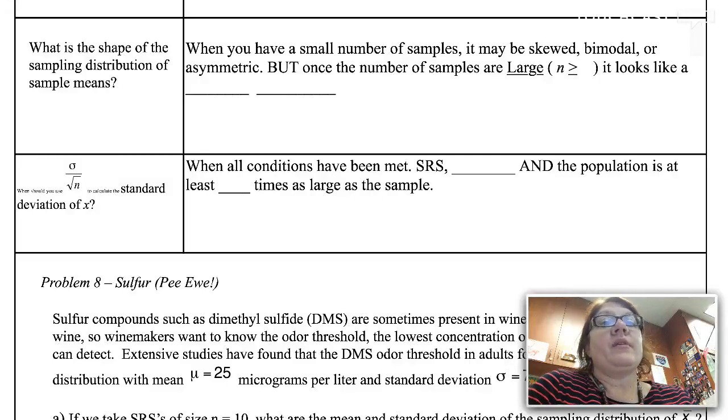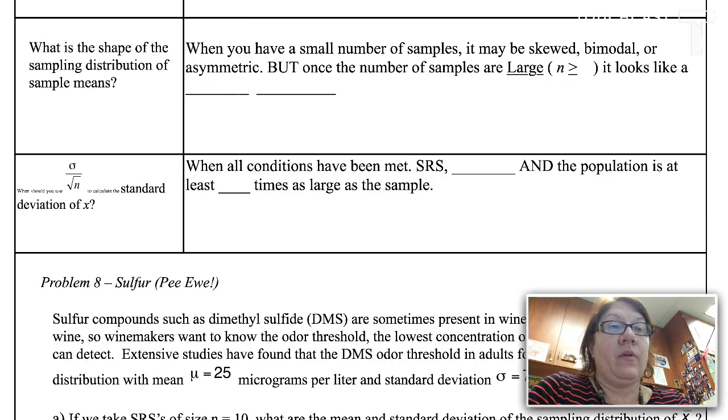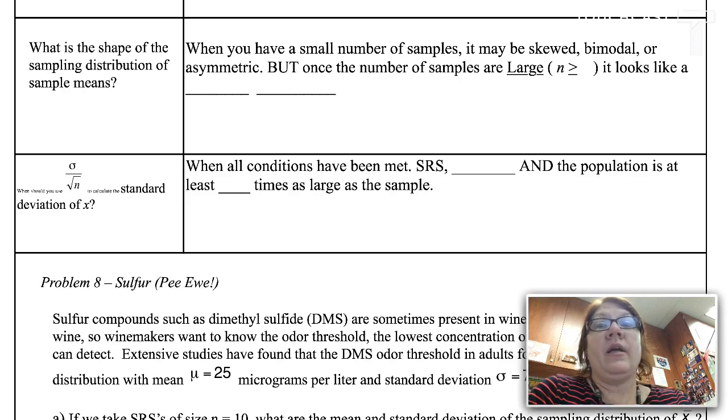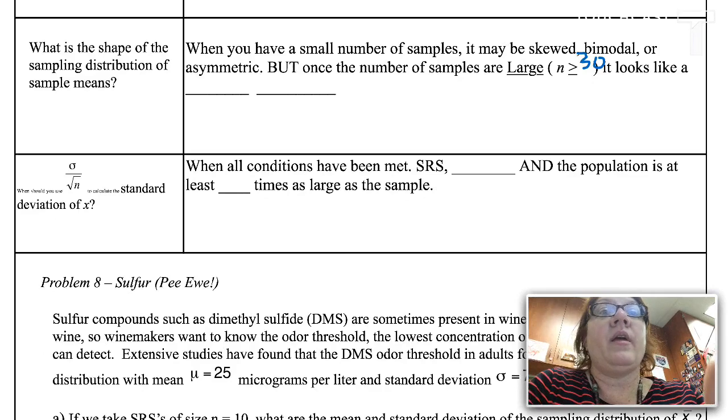So the shape of the sampling distribution for sample means, well, if I have a small number of samples, it could be any shape. It could be skewed, bimodal, asymmetric, but if the samples are large enough, and we have a rule of thumb for large enough, and that is 30, then it will look like a normal distribution.